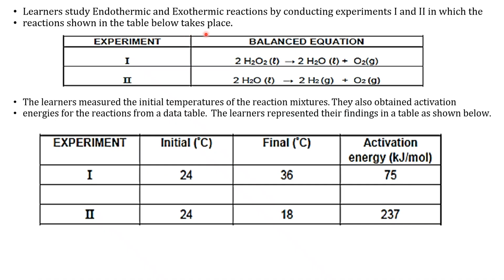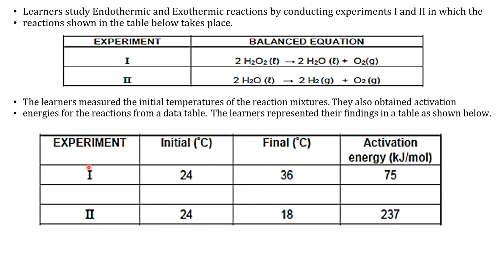table below take place. So experiment 1, we have hydrogen peroxide decomposed to form water in liquid form plus oxygen in gas form. Experiment 2, we have water that decomposes to form hydrogen gas and oxygen gas. Right, now the learners measure the initial temperature of the reaction mixtures. They also obtained activation energies for the reactions from a data table. Learners represented their findings in a table as shown below.